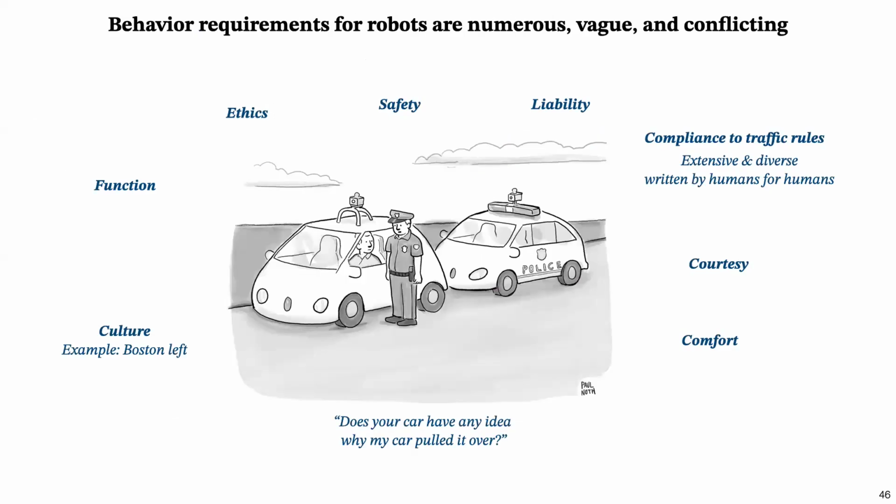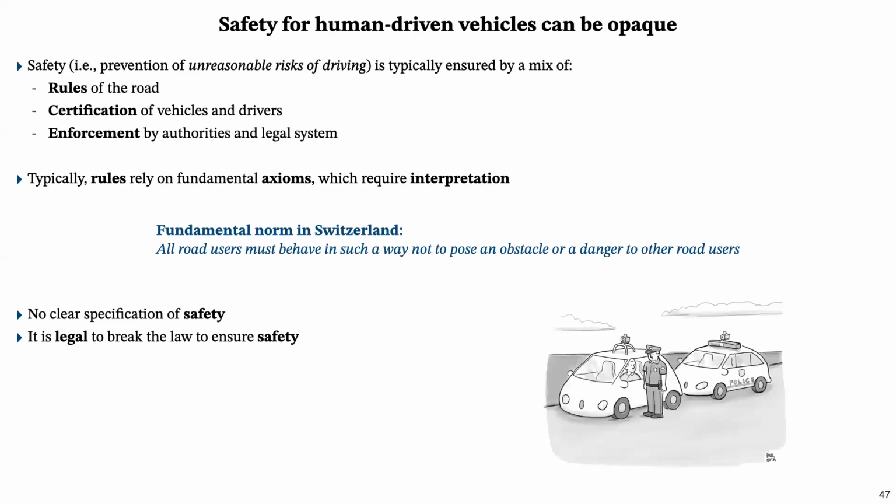And in autonomous driving, the behavior requirements for robots are very strict, right? So you have to take into account functions, ethics, safety, liability, courtesy, comfort, cultural things. Having moved to Boston, I realized there is a thing called the Boston left, which a couple of times before crashing into somebody, you realize there is such a thing. So there are many different things. And how do you actually model all of these things? So if you do it as you would do it for humans, what you do is the following. You define some rules, you certify vehicles, and you certify drivers. So you take a driving test and a driver's license. And then you have police enforcing that the rules are followed.